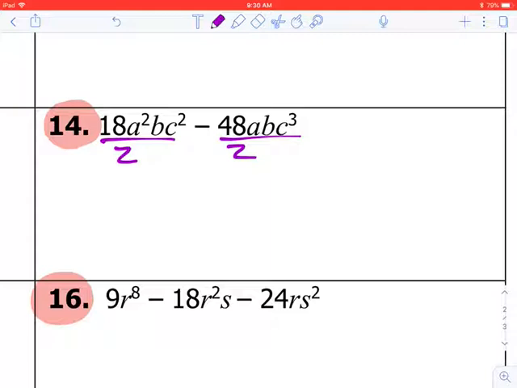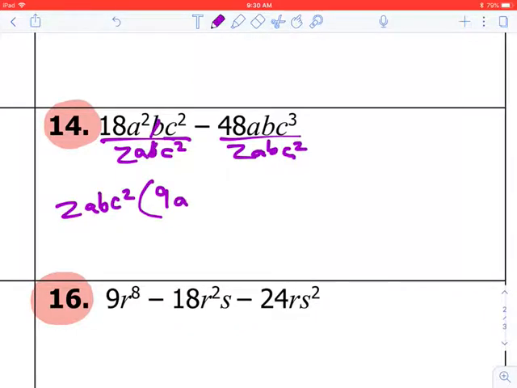So 2, and then both have at least one A. Both have at least one B. Both have at least 2 C's. Okay, so A, B, C squared. So 2ABC squared. 18 divided by 2 is 9, with an A left over. B's cancel. C's cancel. Minus 48 divided by 2 is 24. A's cancel. B's cancel. 1 C left over.